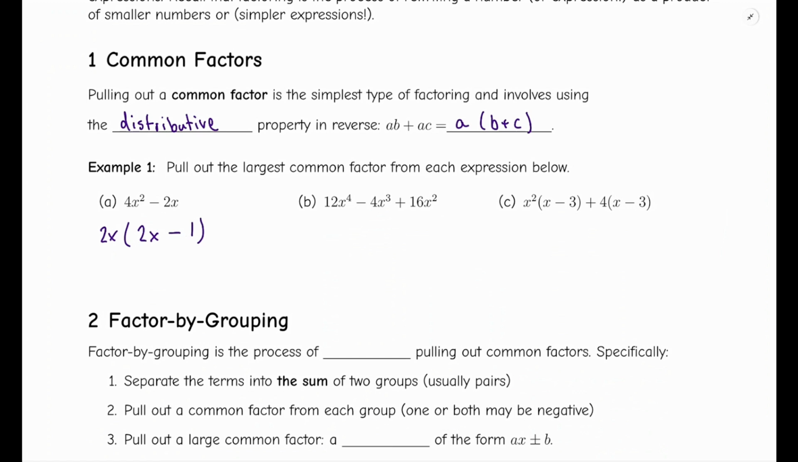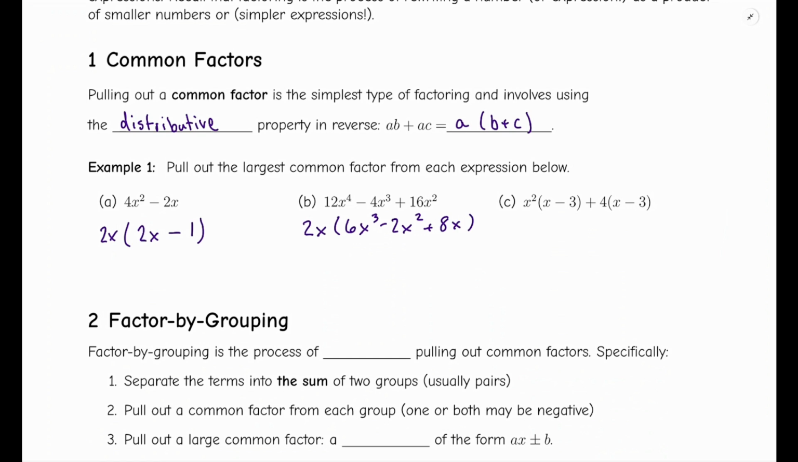Part B, 12x to the fourth minus 4x cubed plus 16x squared. Well, here I know that they have 2x in common as well, so I can factor a 2x out. And then we're left with 6x cubed minus 2x squared plus 8x.